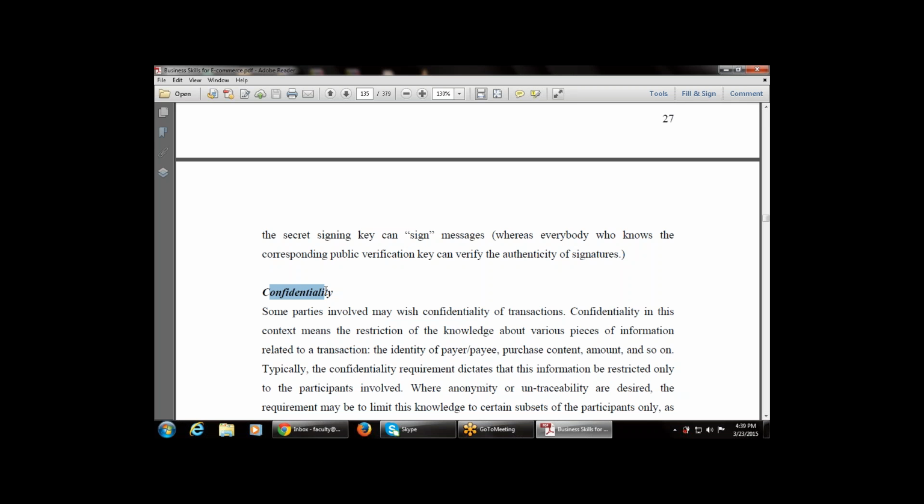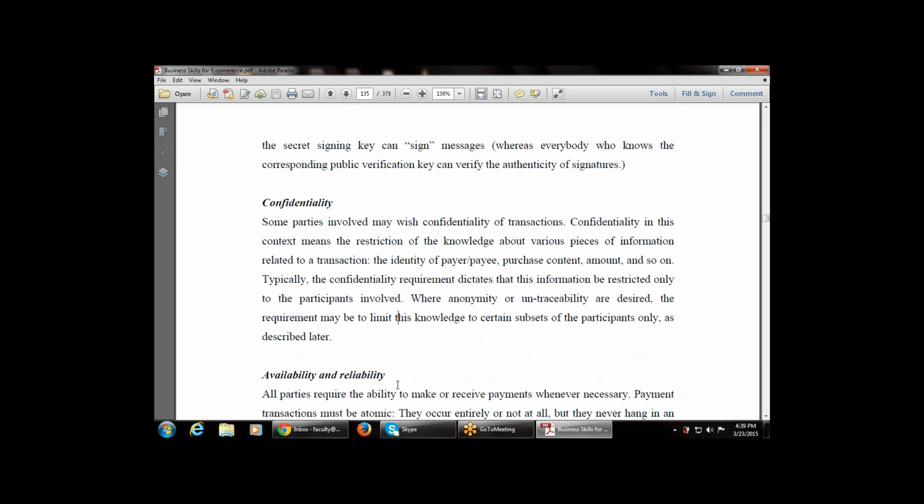Typically, the confidentiality requirement dictates that this information be restricted only to the participants involved. As I said, only the participants involved hold the confidential information, nothing else.